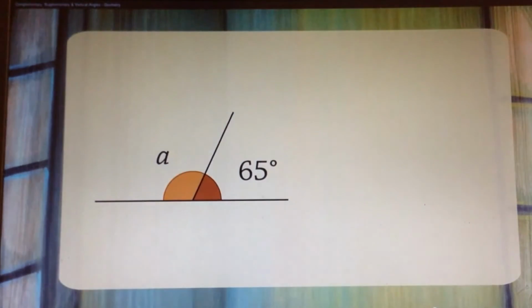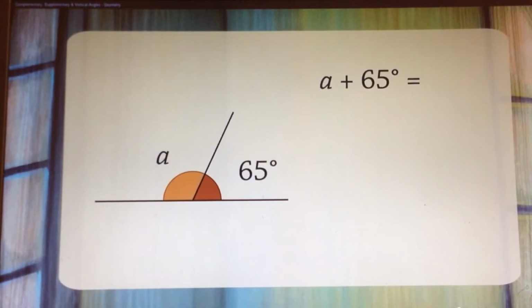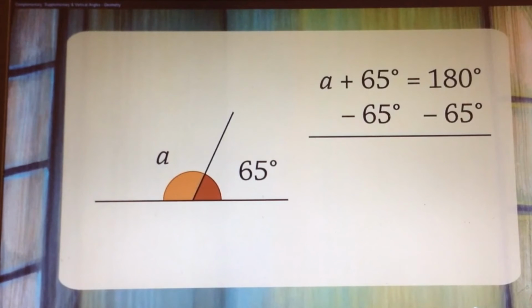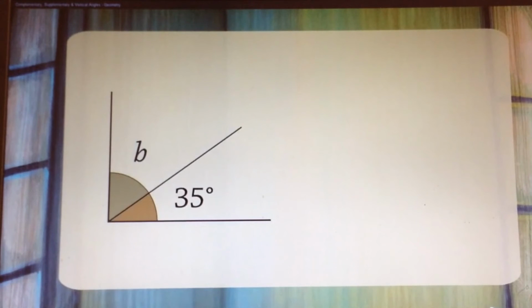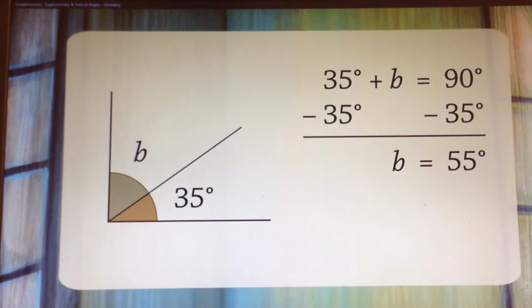Let's see an example. What is the size of the angle A? These 2 angles are supplementary, so A plus 65 degrees equals 180 degrees. If you subtract 65 from both sides, you get A equals 115 degrees. Let's see another example. Suppose these 2 angles are complementary. What is the size of angle B? Well, if 2 angles are complementary, then their sum is 90 degrees. So 35 degrees plus B equals 90 degrees. If you solve for B, you get B equals 55 degrees.